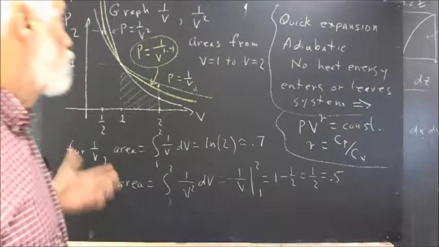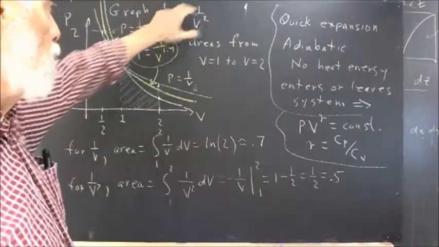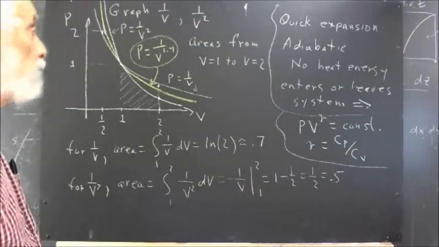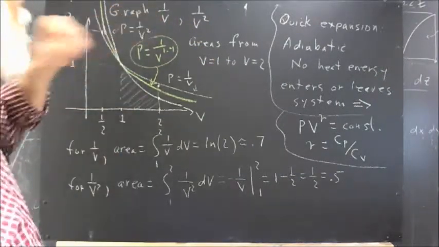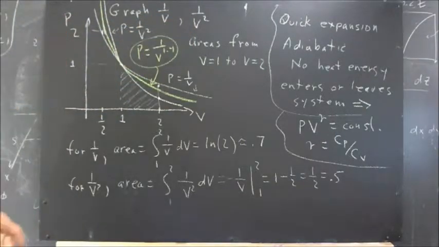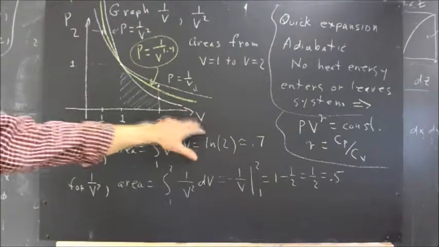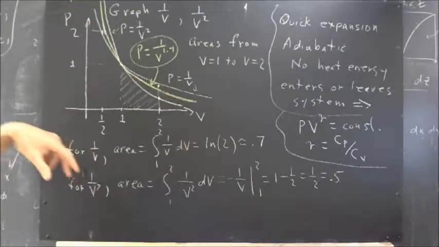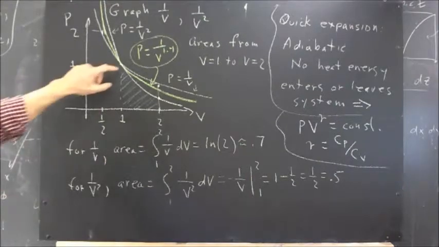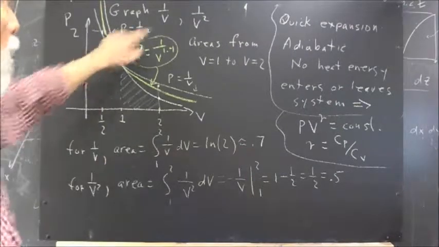Now you're asked to graph 1 over v and 1 over v squared on the same set of coordinate axes. 1 over v and 1 over v squared are easy to graph. If p is here, v is here. If v equals 1 here and p equals 1 here, then this point is going to be on both graphs.